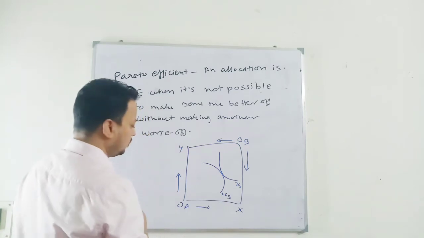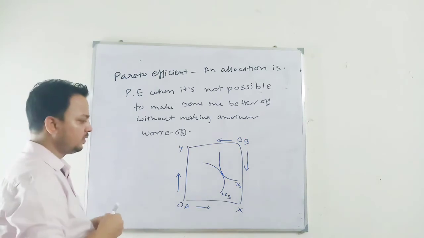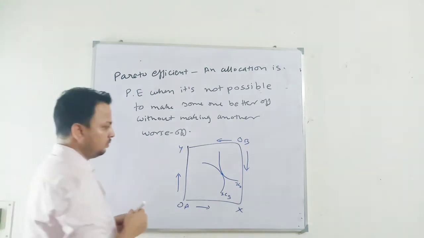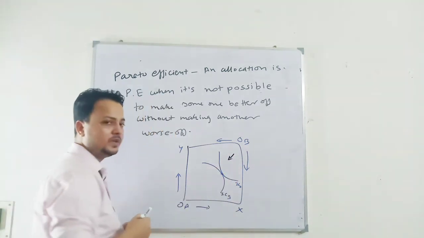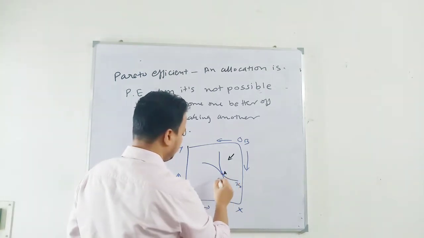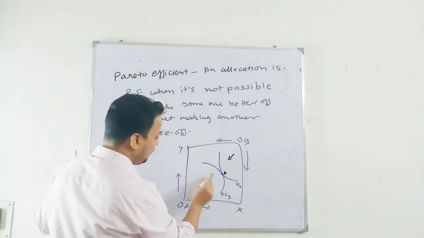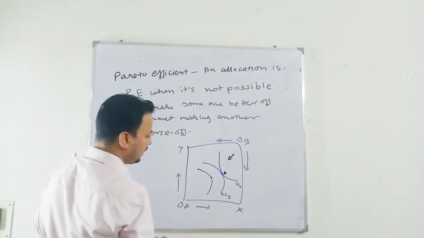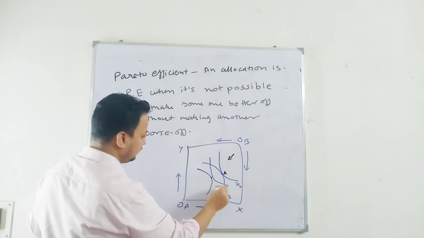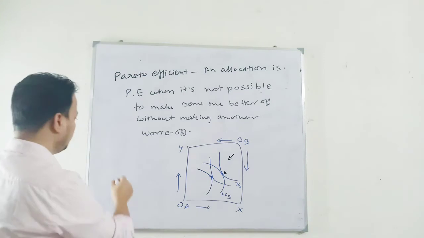So suppose we are here. Is it possible to increase the utility of B? Yes, I can increase it because B's utility will increase in this direction. But what will happen if I increase the utility of B from this point? Suppose I want to move from A to B. Then when I increase the utility of B from A to B, what is happening? The utility of A also decreases. Here, we are using a tangent. Now look at this one.